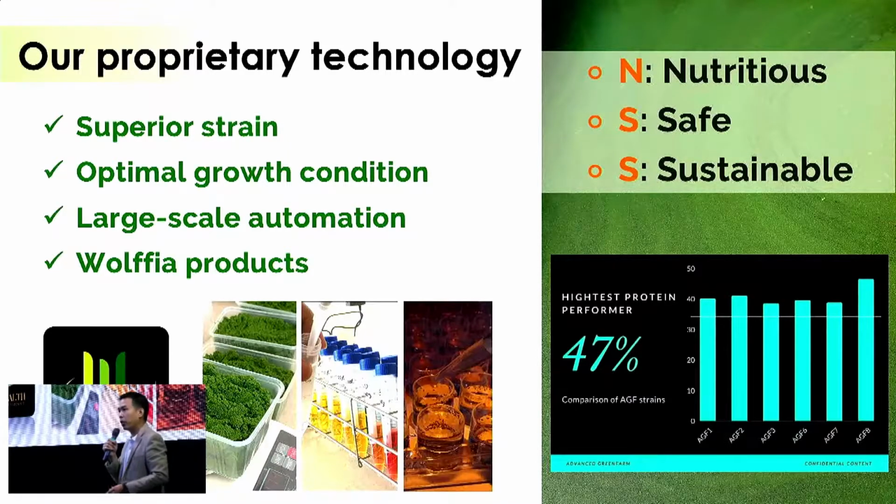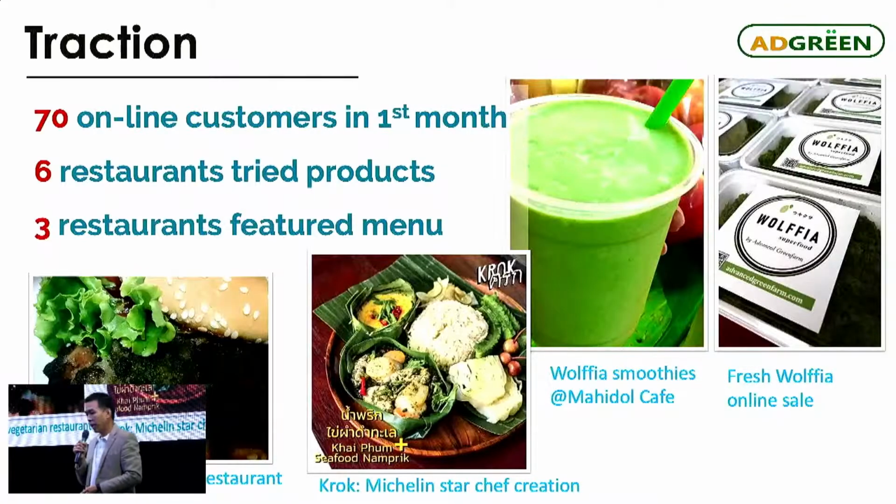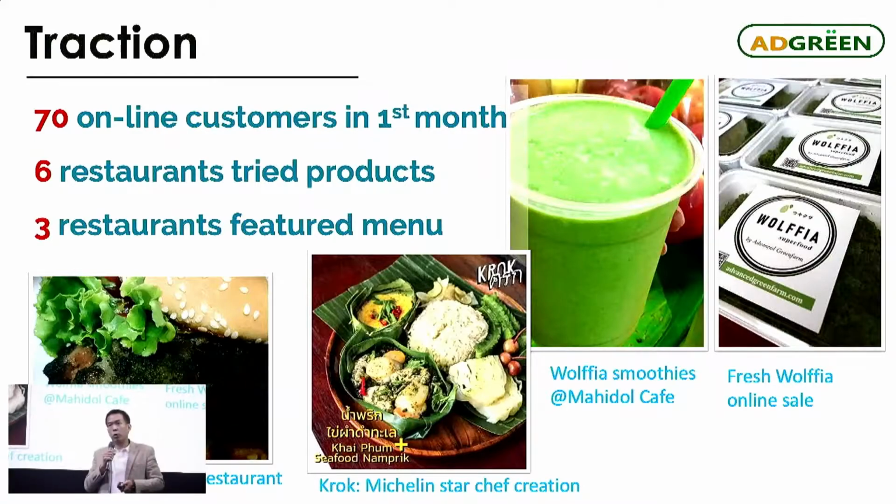Now we sell under the W for Health brand. Okay, we started selling last month, and we have great response. We just sell fresh product, and so many customers want that. We try with the restaurants. Now we have 3 restaurants. On the left is a vegetarian restaurant. In the middle is actually owned by a Michelin star chef, and the name is Krok. And we also have a smoothie bar at Mahidol University, selling to doctors and professors, and they love it too.